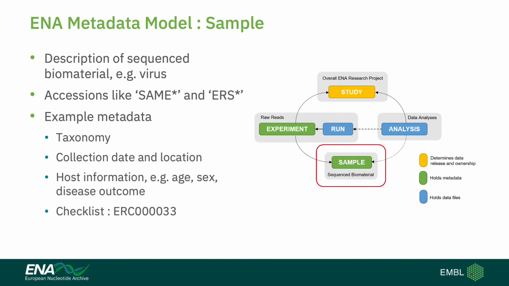The sample checklist for viral pathogens is ERC 000033, and I'll come back to this a little bit later. But there are different checklists for, let's say, metagenomes or sewage samples, for example. They all have different sets of metadata that should be associated with those samples.